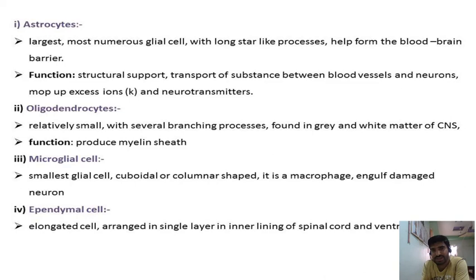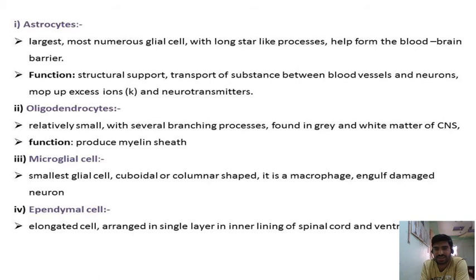Another type is the oligodendrocytes. These cells are relatively smaller compared to the astrocytes, with several branches, and are found in the gray and white matter of the central nervous system. They play an important role in the production of the myelin sheath.